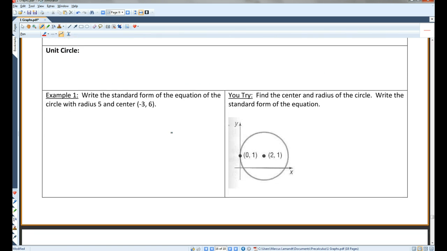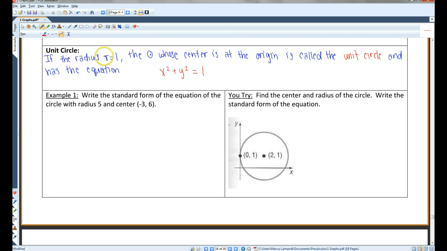Alright, the unit circle. Now, later in the year, you guys are going to learn a lot about the unit circle. For now, I'm going to give you just the basic definition of what a unit circle is. If the radius r equals 1, the circle whose center is at the origin is called the unit circle. It has the equation x squared plus y squared equals 1.